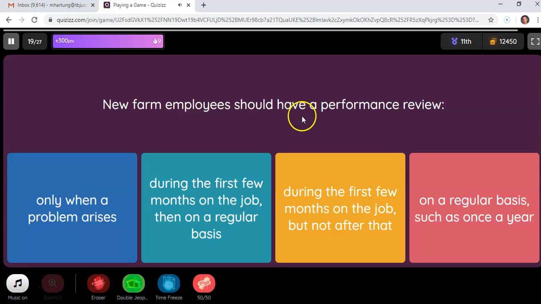New farm employees should have a performance review. Okay, so this is a formal review about how the employee is doing, and when should this happen? On a regular basis. So this is for a new employee. This is the best answer: during the first few months on the job, and then on a regular basis, perhaps once a year. But a new employee, definitely during the first few months.